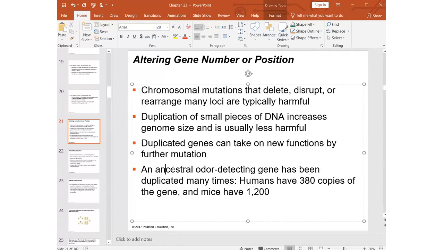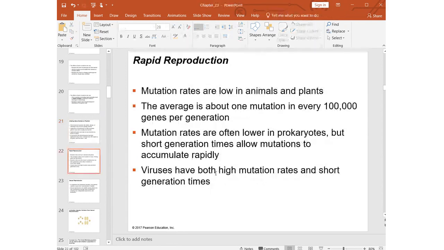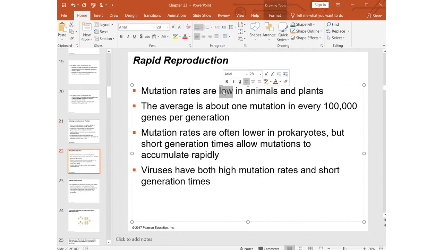For example, an ancestral odor detecting gene has been duplicated many times. And so humans have 380 copies of the gene, but mice have 1,200 copies of the gene. And so they may be able to detect that odor better than humans. Mutation rates are low generally in animals and plants. The average is about one mutation every 100,000 genes per generation.